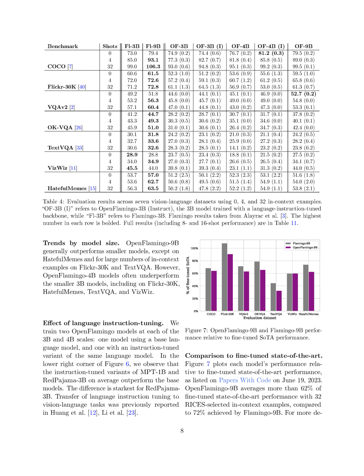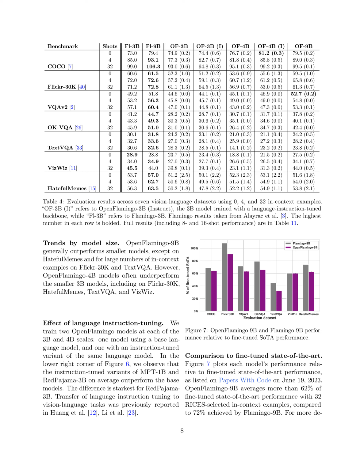Section summary. The performance of the OpenFlamingo-3B and 9B models generally improves with the number of in-context examples, but at a slower rate compared to the Flamingo models. The OpenFlamingo-4B models, on the other hand, unexpectedly degrade in performance after 4 or 8 shots. The OpenFlamingo-9B model generally outperforms smaller models, except for certain cases, while the OpenFlamingo-4B models often underperform the smaller 3B models.